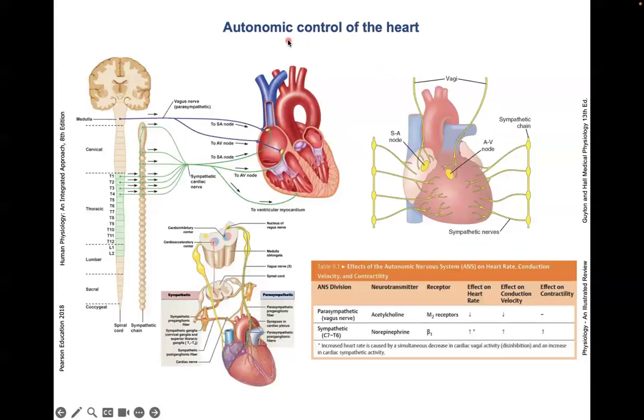The cardiac muscle is subject to autonomic control, sympathetic and parasympathetic systems. The sympathetic system activates or increases the cardiac activity. So it can increase the heart rate, the speed of contraction, and also the force of contraction. And exactly the opposite effects are produced by the parasympathetic system.